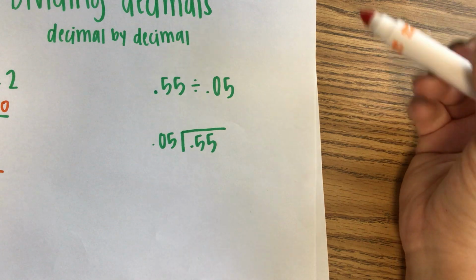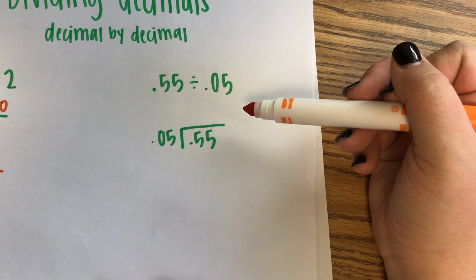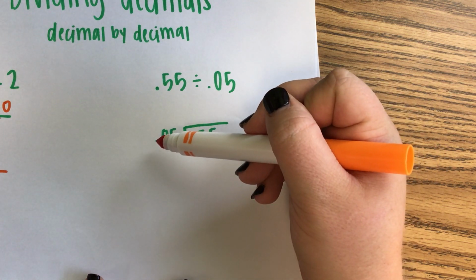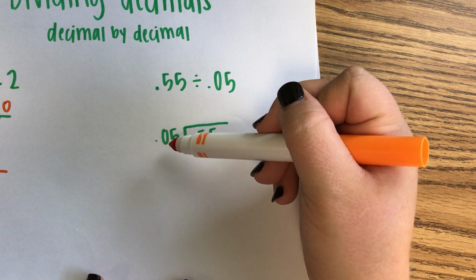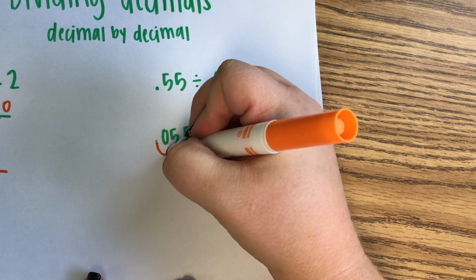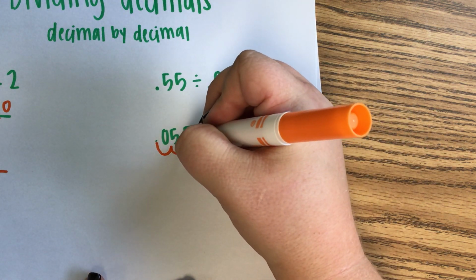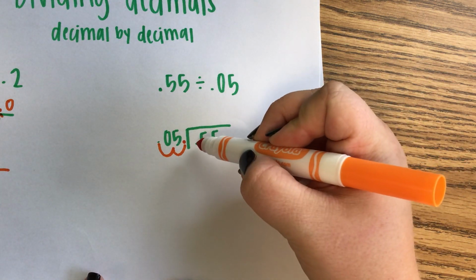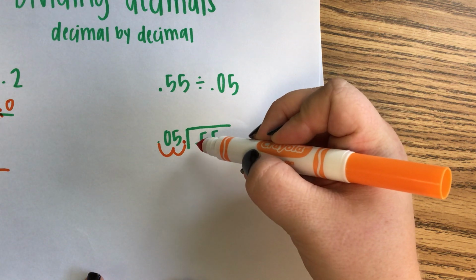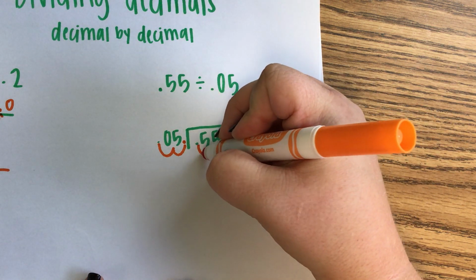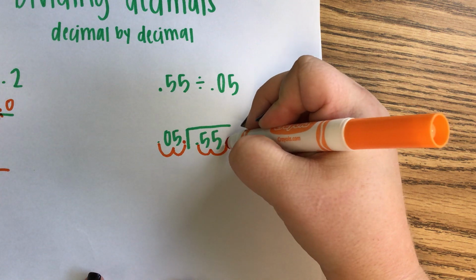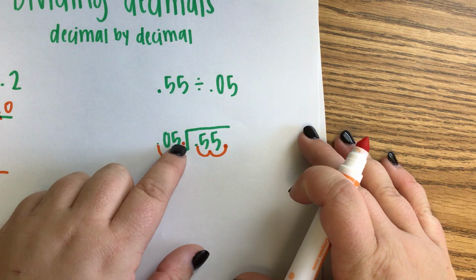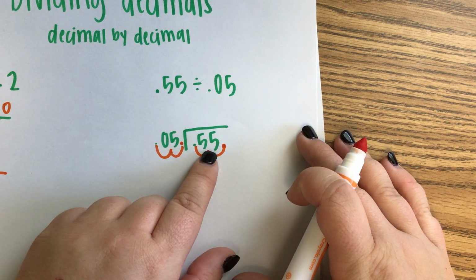0.55 divided by 0.05. Okay, so again, I need to make this into a whole number. My decimal's over here, so I need to move it, it looks like 2 spots. 1, 2. Okay? Since I moved this 2 spots over, I have to move this decimal 2 places over. So again, 1, 2, put my decimal there.